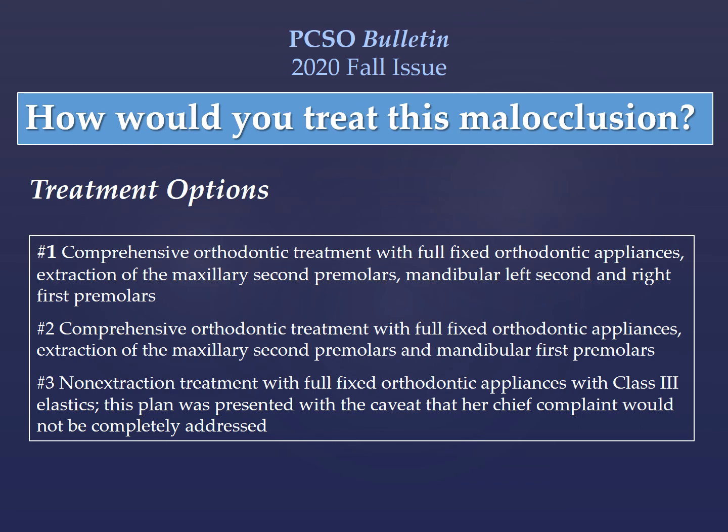The second option was comprehensive orthodontic treatment with full fixed orthodontic appliances, extraction of the maxillary second premolars and mandibular first premolars. The third option was a non-extraction treatment option with full fixed orthodontic appliances with class 3 elastics. This plan was presented with the caveat that her chief concern would not be completely addressed.